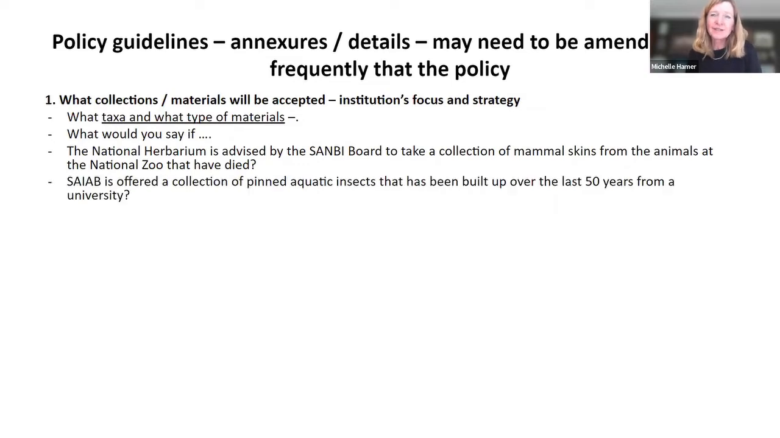It's difficult. Next one. What about, and I don't know if the SIRE people are here, but what about if they offered a collection of pinned aquatic insects? So they don't have any. Would they take them? It's an important collection. They need some kind of guiding document.